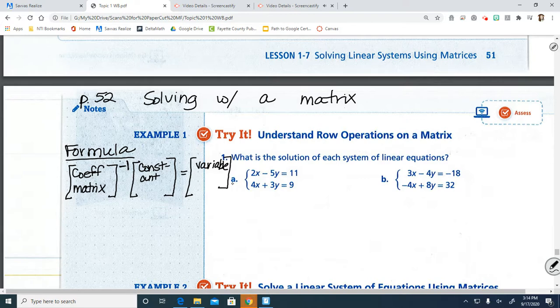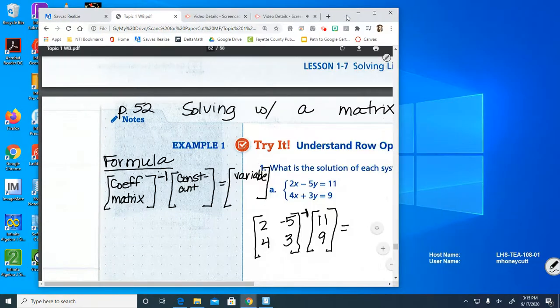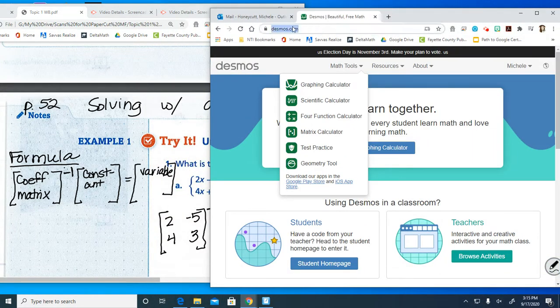So let me set this up for you. If I want to find the solution, I'm going to take the inverse of the coefficient matrix. So the coefficient matrix is 2, -5, 4, 3. The inverse of that, when I enter it, I'll have a -1 that looks like an exponent, times the constant matrix, which in this case is 11 and 9. I'm going to type that into my Desmos calculator and it's going to magically give me the answers. So let me pull Desmos over here and show you what happens.